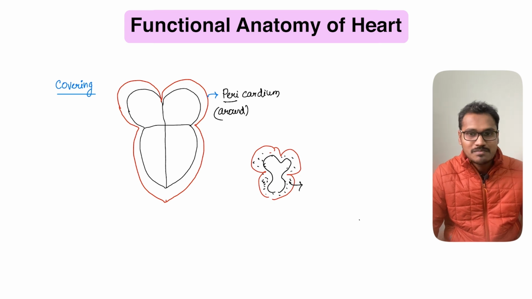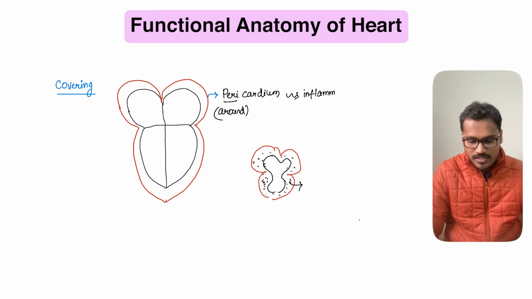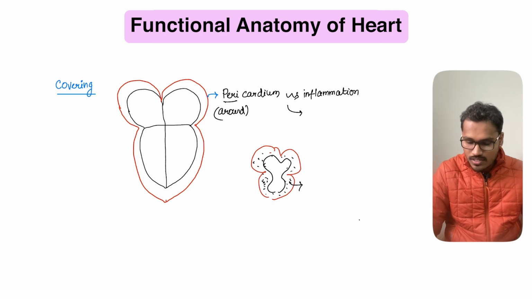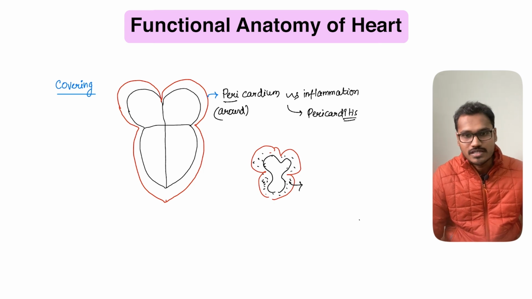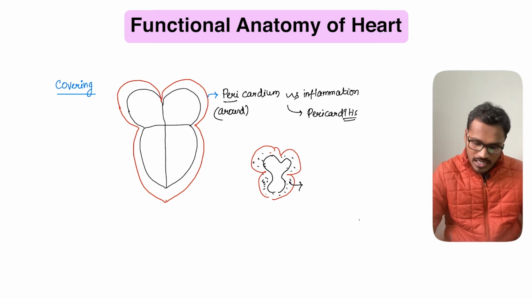Now sometimes there can be an inflammation because of infection of this pericardium. If there is such inflammation happening in this pericardial layer, then the disease is called pericarditis. And "itis" is a term which is used for inflammation. So pericarditis means there is an inflammation, and due to infection, there might be an inflammation which is causing this pericarditis.